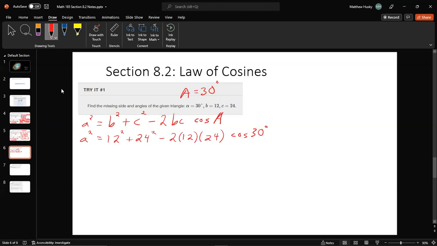And let's see here. So what is this? So a squared equals 144. And what's 24 squared? Is that 576? I think it is. 576 is what it is. Okay. Then that's also going to be 576, as a matter of fact, times whatever cosine of 30 is. I think we found that earlier. Yeah, that's the exact same thing. 0.8660 again.